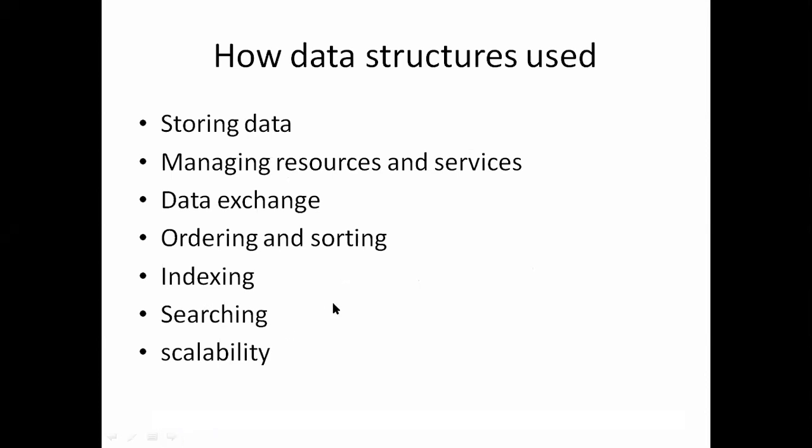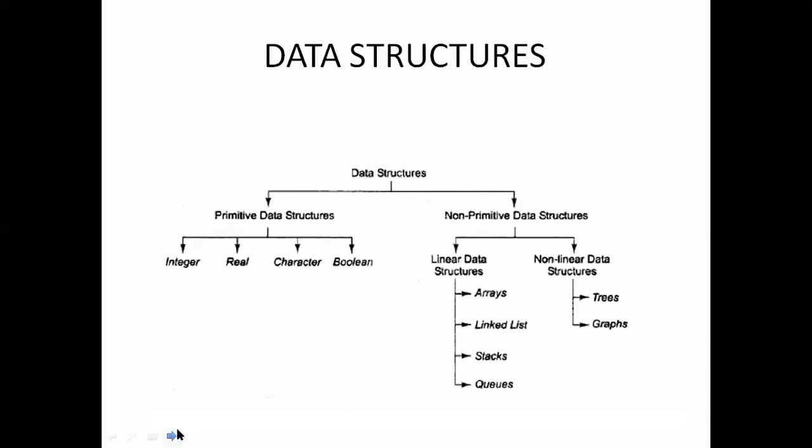Data structures are used for storing, managing, data changing, ordering, indexing, searching, and scalability. In all these cases, we are using data structures. Data structures are classified into two types: primitive and non-primitive. Primitive data structure means the data can be manipulated directly by machine instructions. Example: integer, character, float, etc. Non-primitive data structures cannot be manipulated directly by machine instructions. Non-primitive data structures are classified into linear and non-linear data structures.